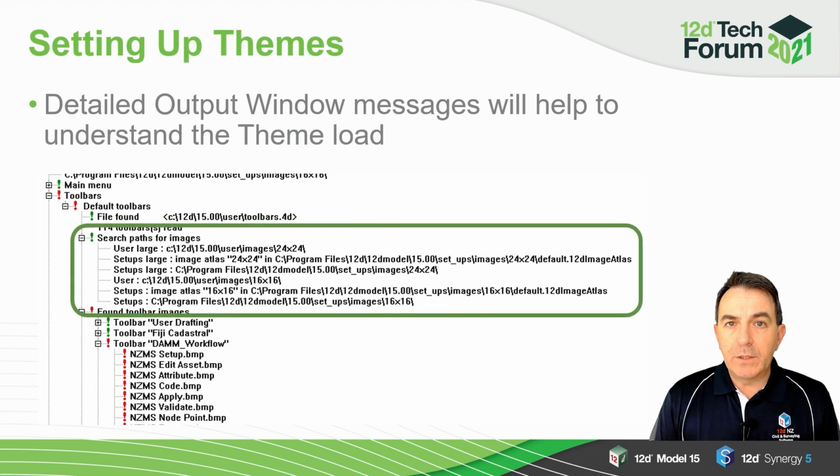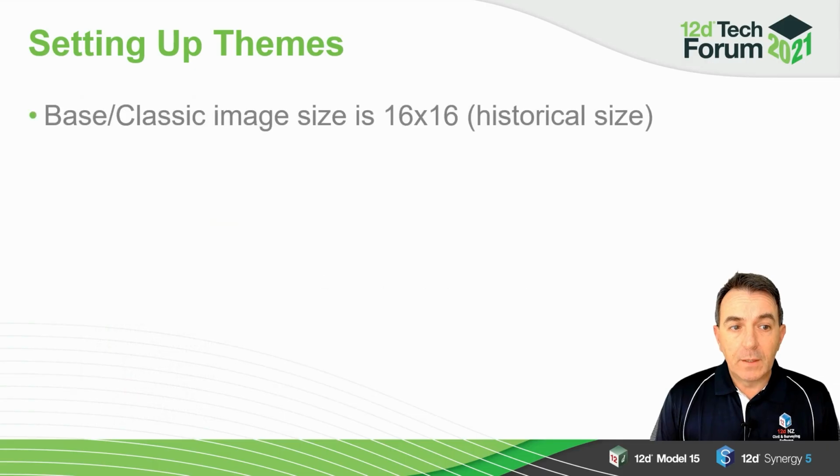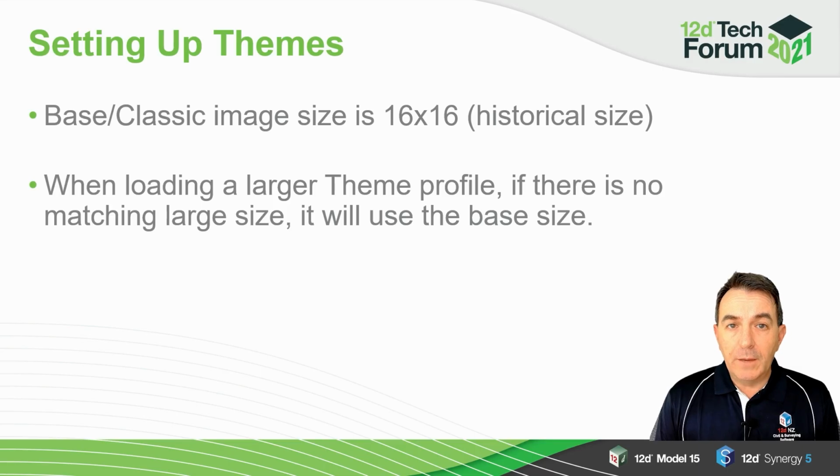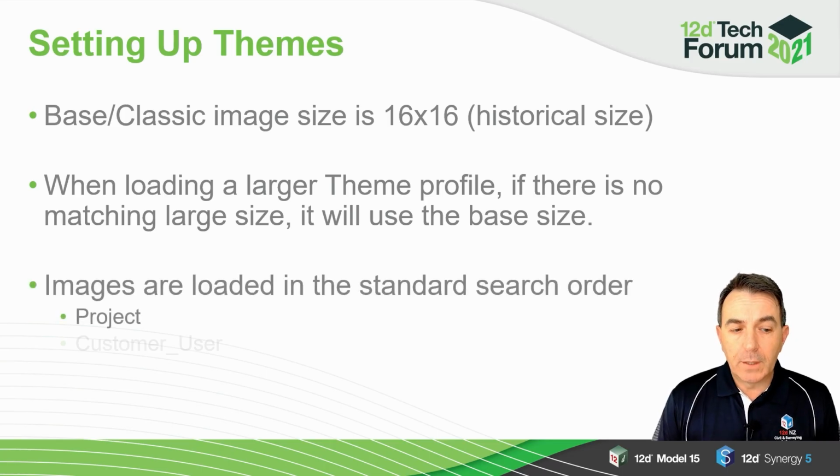Detailed output window messages will be run when you do load a theme, so this will help you see where everything's coming from and which files are being loaded in from where. So base classic image size is 16 by 16. That's the historical size. If you load a larger theme profile, if there's no larger or matching theme icon for that size, it will just load from the base size and upscale it to suit.